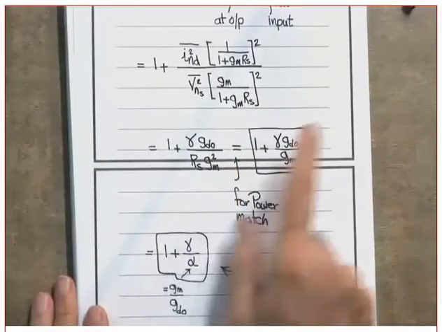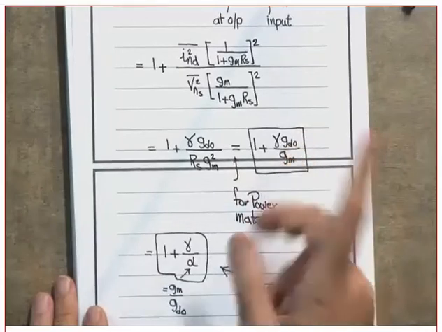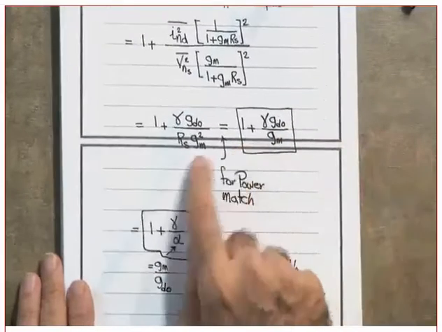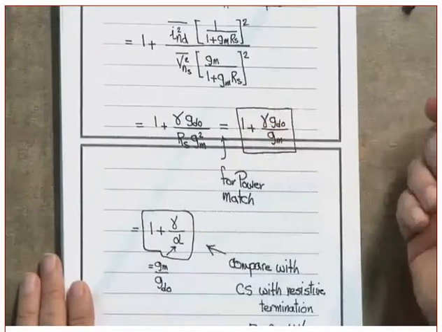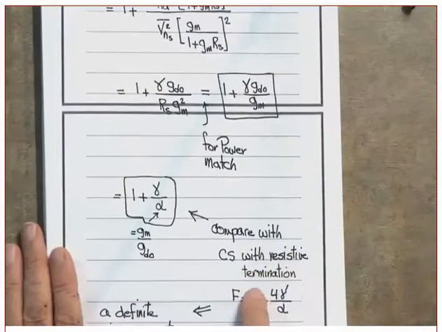This is what I get. Can you check also this equation at home, please, to see if I made a mistake in here or not? No, I'm probably not. Okay, but did you get it? What do you notice? What do you notice? Compare it again with the CS with resistive termination.